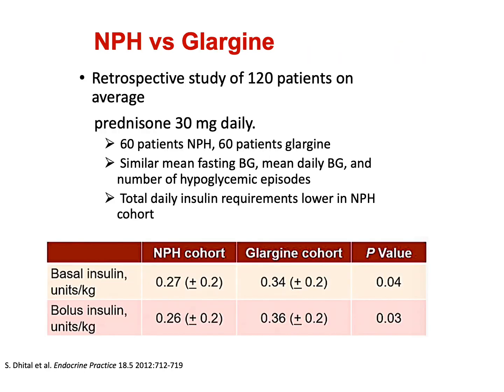One study looking at the difference of NPH versus glargine was a retrospective study of 120 patients receiving prednisone 30 milligrams, 60 patients on NPH, 60 patients on glargine, equally divided. Similar mean fasting plasma glucose, mean daily blood glucose, and number of hypoglycemic episodes. Total daily insulin requirement, however, was lower in the NPH cohort.